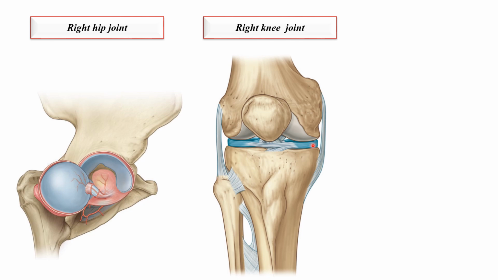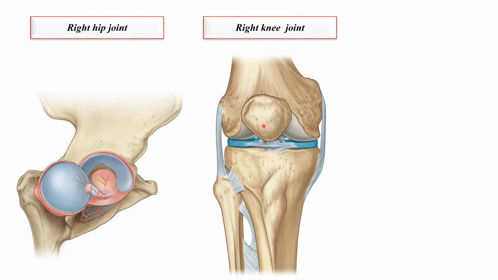We call them menisci. This is the medial meniscus and this is the lateral meniscus. This is the patella here. It articulates with the femur but not with the tibia. The knee joint is a compound joint. It occurs between the two femoral condyles and the two tibial condyles, in addition to the patellofemoral joint.